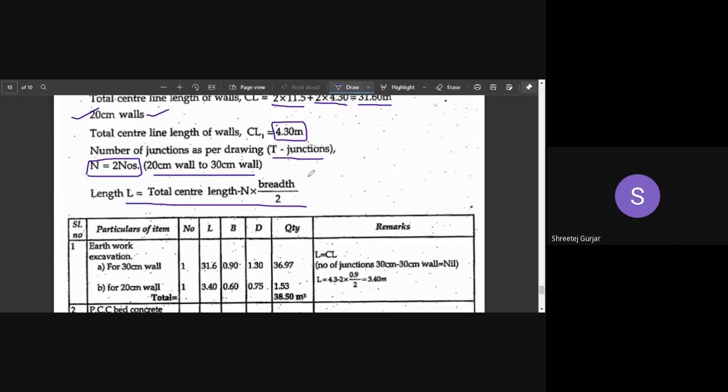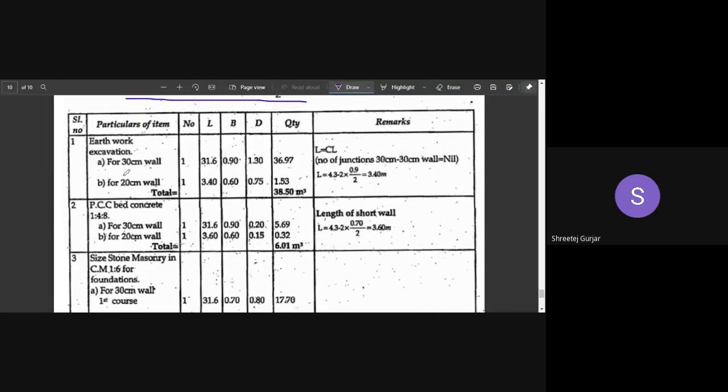So coming to your calculation part, first is your earthwork in excavation. Under earthwork in excavation, first you need to calculate for the 30 centimeter wall and then for the 20 centimeter wall. So no need to separate long wall and short wall in the centerline method. So directly write number as 1 in centerline always. We will look into length later. We will first write down B and D, breadth and depth.